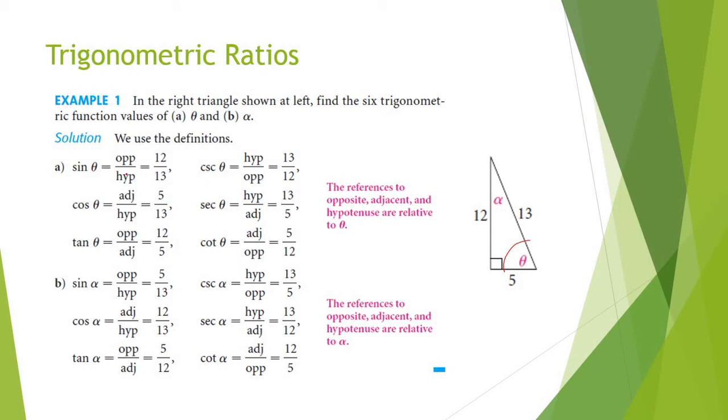So theta is opposite over hypotenuse. The opposite of your theta here is 12. This is the opposite, this is the hypotenuse of your theta, and this is what we call the adjacent of your theta.